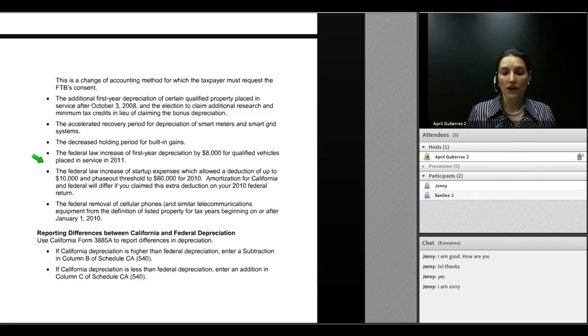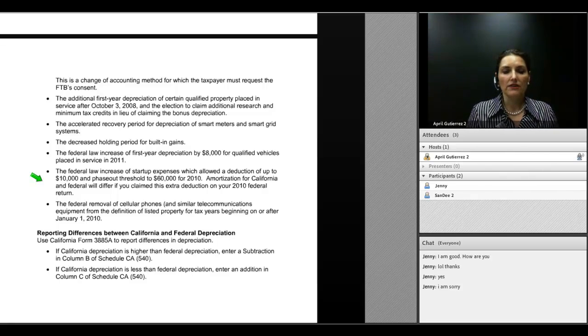In 2010 only, federal law allowed an increase in startup expenses. The startup expense threshold had been limited to $5,000, and for 2010 it was increased to $10,000. But California did not accept or adopt that particular increase. So if in 2010 you claimed startup expenses on your tax return that exceeded $5,000, California will probably have amortization taking effect in 2011 that is greater than the amortization you are claiming on the federal return for startup expenses.